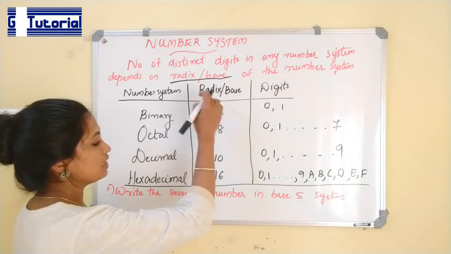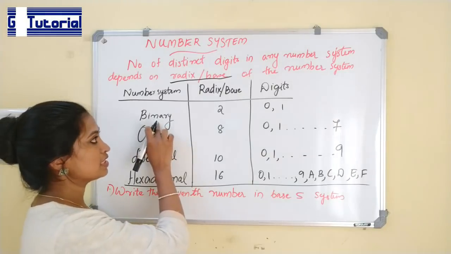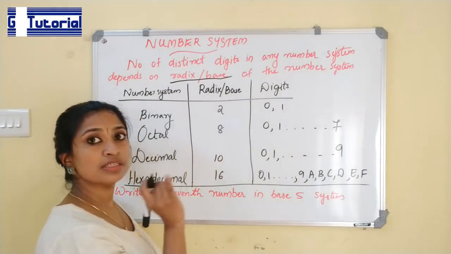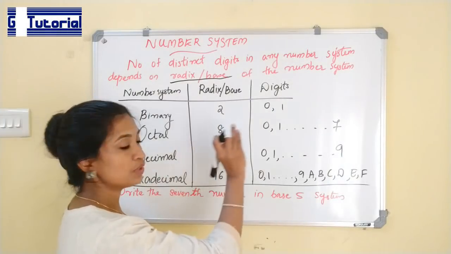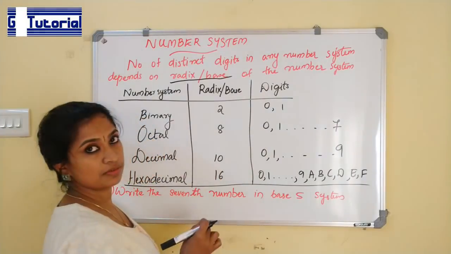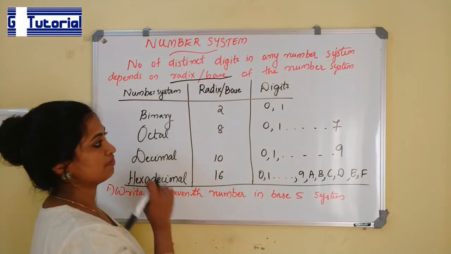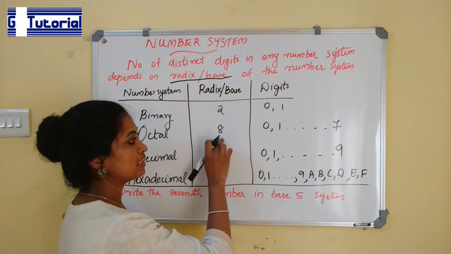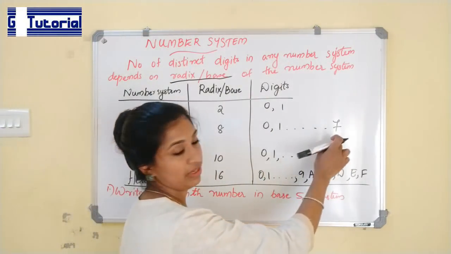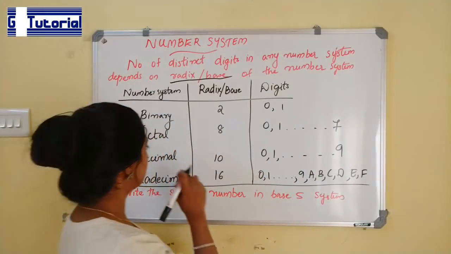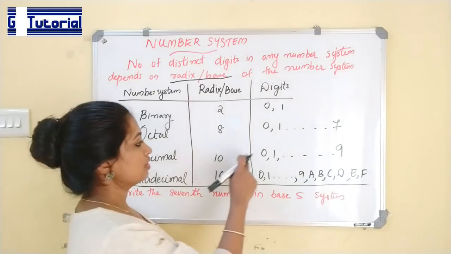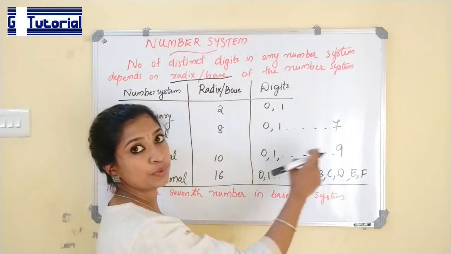The radix or base of these number systems are: binary system has radix 2. So the digits used here are 0 and 1. Only 2 digits are used. The number of digits is the radix. Next is octal number system. Here the radix or base is 8. So the numbers used here are 0 to 7. That is 8 numbers. Next is decimal number system. The base is 10. So, the numbers used are 0 to 9.